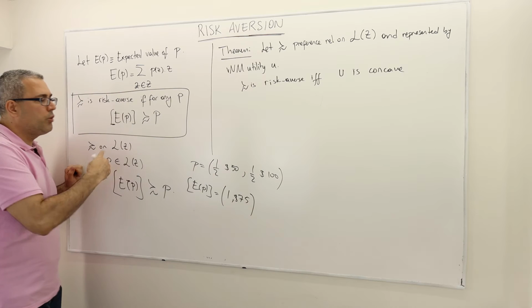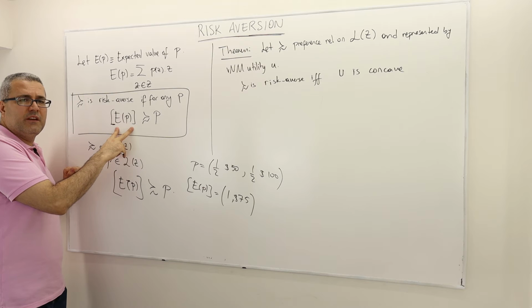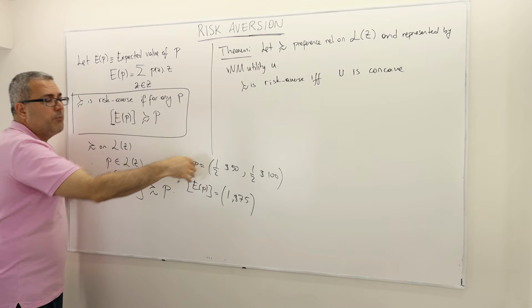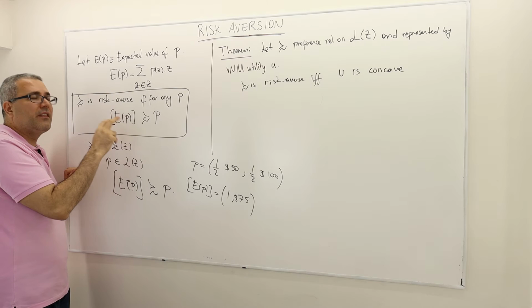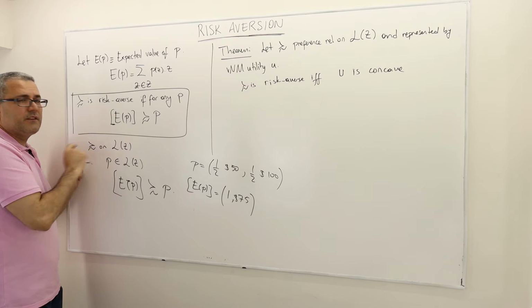This definition doesn't say strictly preferring, but it says the lottery winning $75 for sure is at least as good as the lottery P. At least it's not worse. And for any P you give me, I calculate E of P, the expected value of this lottery, and give this sure lottery, and the person will still say the sure lottery is at least as good as the lottery itself. If this preference relation says this for every lottery P over this set, then we call this preference relation risk averse.